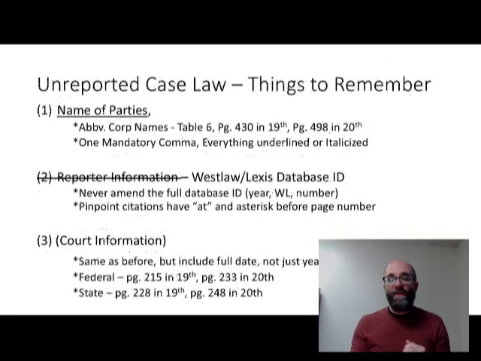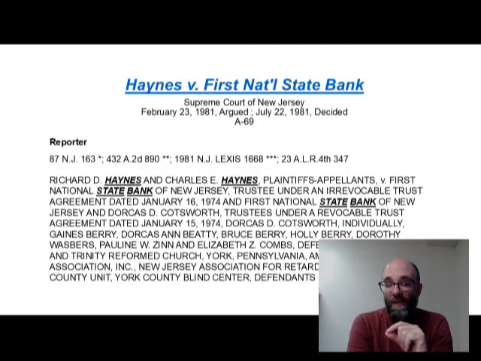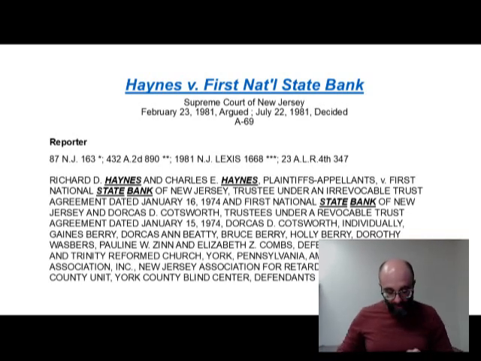Now, the only other difference with the unreported citation is that the court abbreviation is the same, but instead of just including the year, you include the full date. So before, we only included 1981. Now we're including July 22nd, 1981. Now, at this point, I want you to look at your tables really quickly. And I would like you to also dog-ear page 319, table 12, which is months.